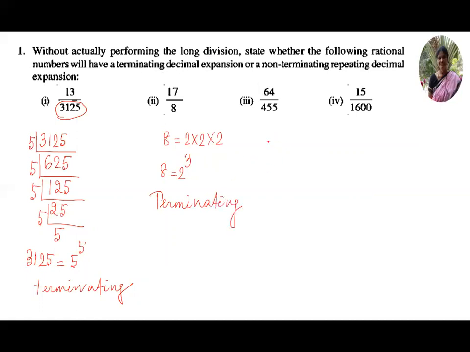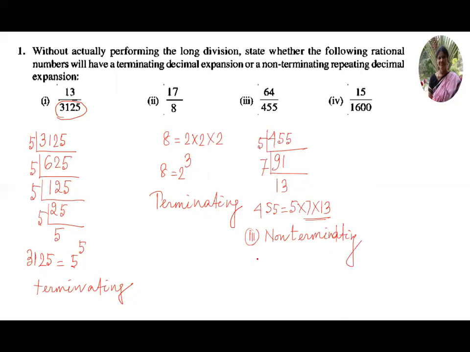Coming to the third one, 455. It will go with 5. 5 times 91. 91 goes with 7 times 13. So 455 has factor 5, 7 and 13. Though 5 is there, still these two are there other than 5. So third is non-terminating and repeating.